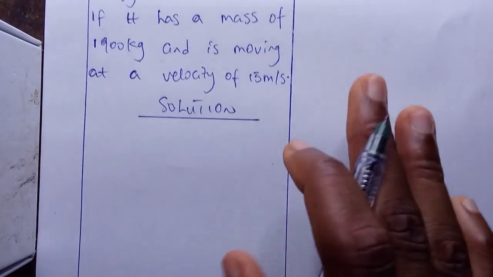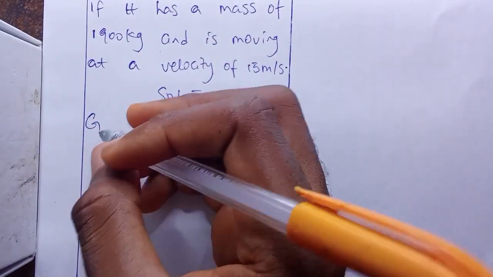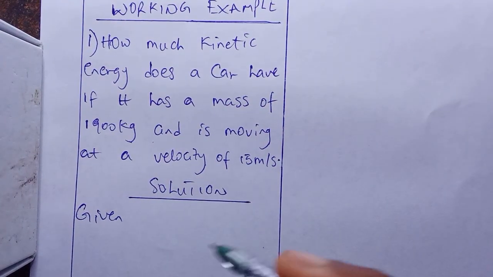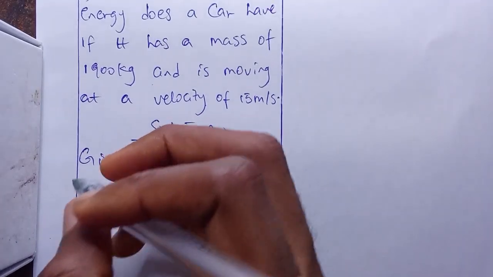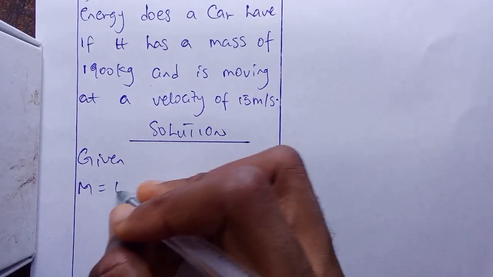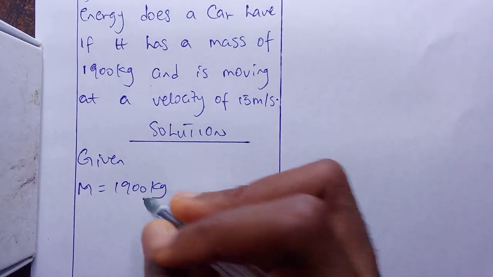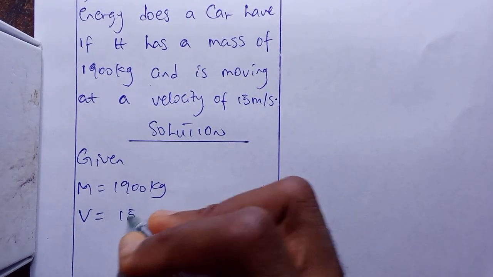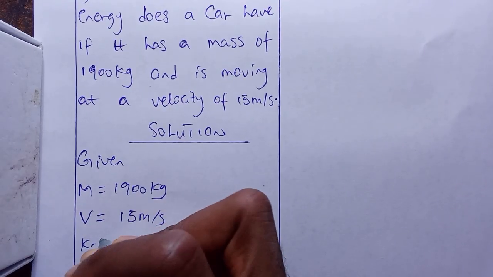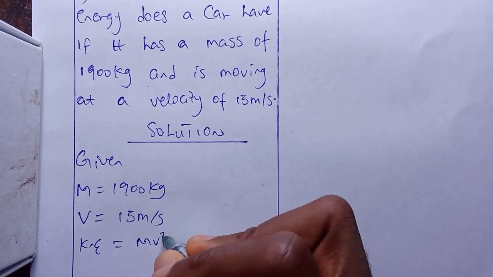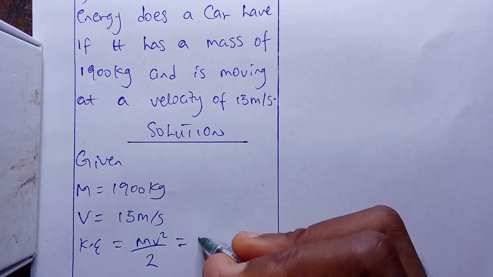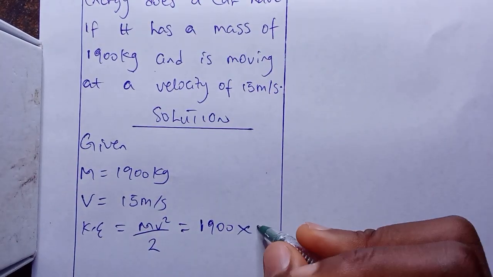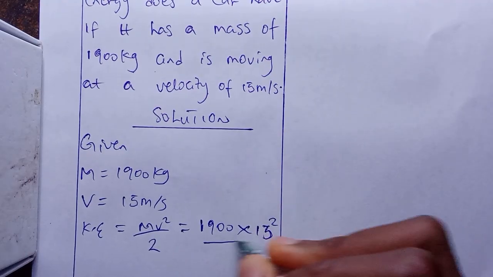So for our GUESS method, what do we have? We have the first step, given, G. They said, how much kinetic energy does a car have if it has a mass of 1900 kilograms? So mass equals 1900 kilograms and a velocity of 15 meters per second. So velocity equals 15 meters per second. Kinetic energy equals mv square over 2, which equals 1900 times 15 square, velocity square, all over 2.